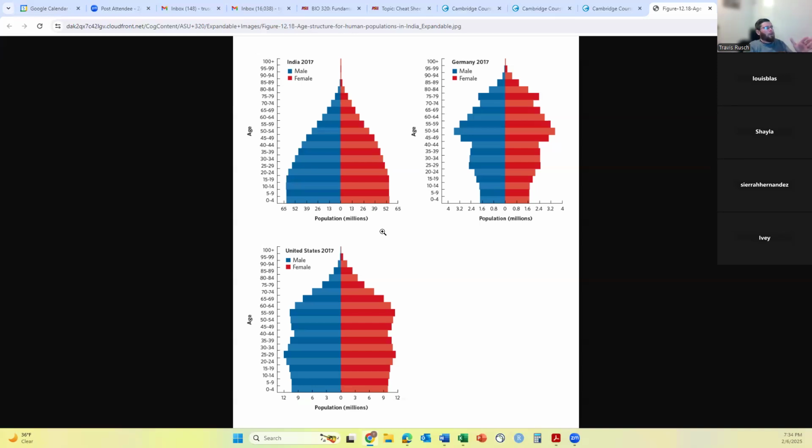So these are 3 patterns that we should be able to recognize if we see them and describe what the population growth is in these 3 different populations, whether it's growing, shrinking, or staying stable.